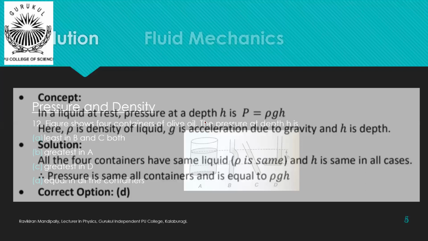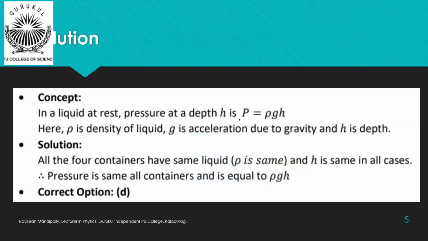So pressure at any depth H in a liquid is actually P is equal to rho GH, and all the 4 containers are having the same liquid, that is olive oil. So density is same, and in all these cases they are asking us at the same depth, that is depth H. That means H is also same in all the cases. That is why pressure in all the containers is same and it is equal to rho GH. So the correct option would be option D.